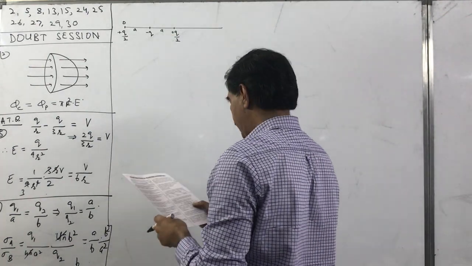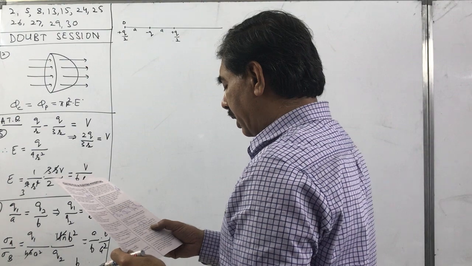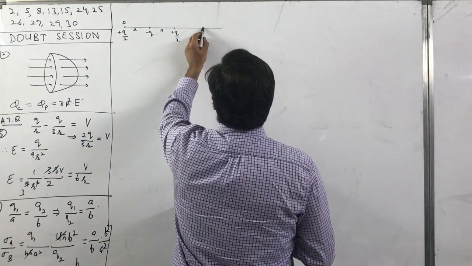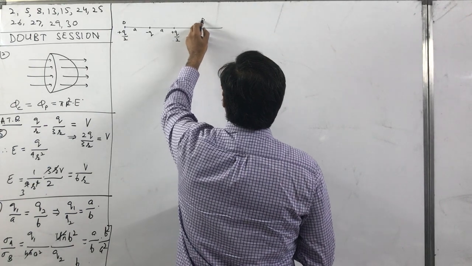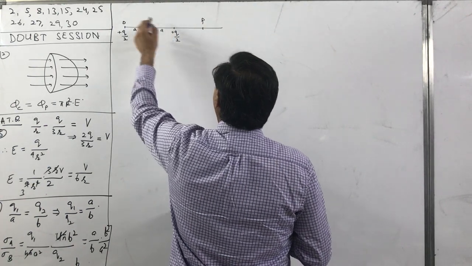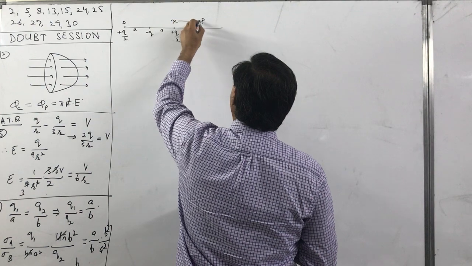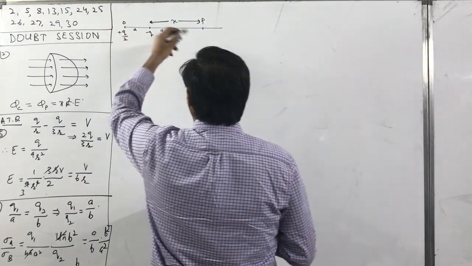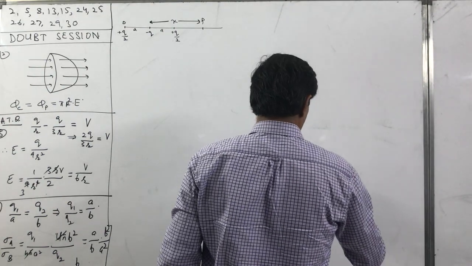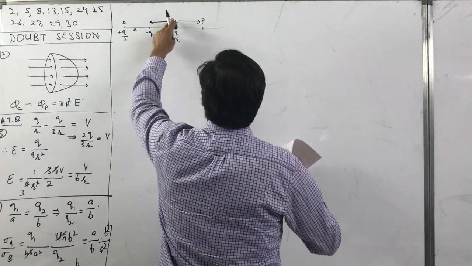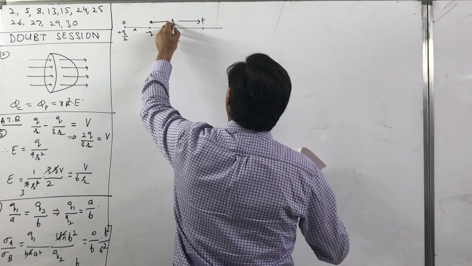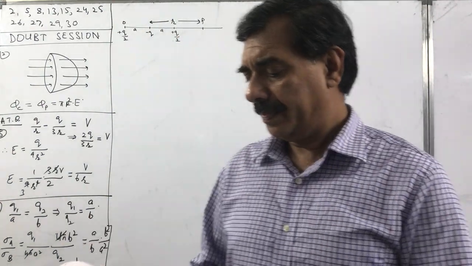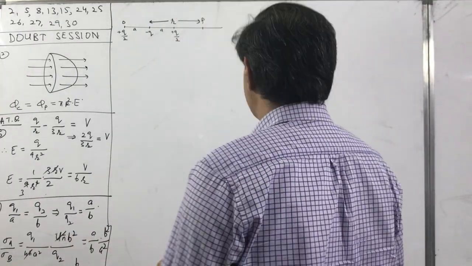The electric potential at a distance x is equal to a plus r. Let this be the point P, and this is the distance x. From O the distance is a plus r, x is equal to a plus r. This is r, and this entire distance is x. For a very much less than r.